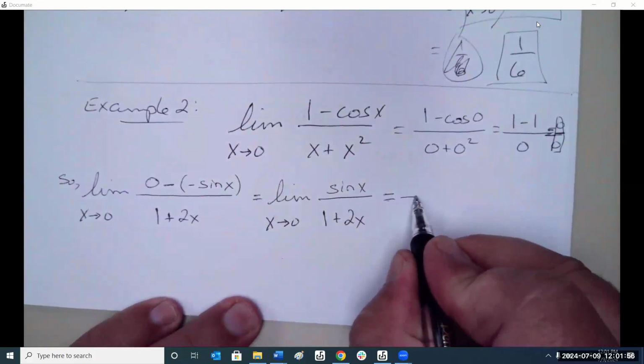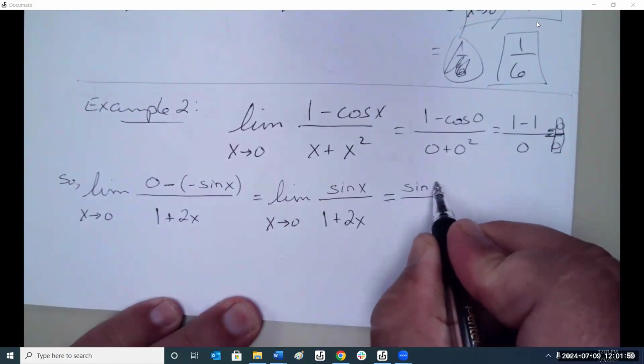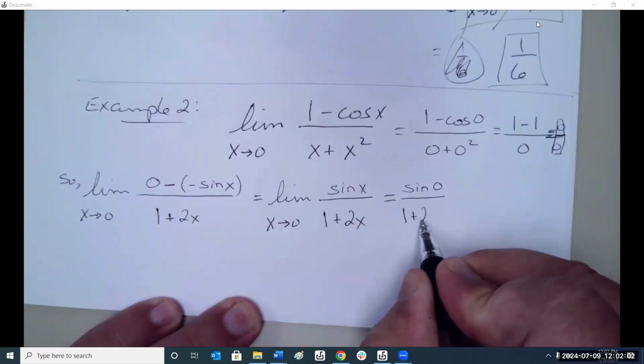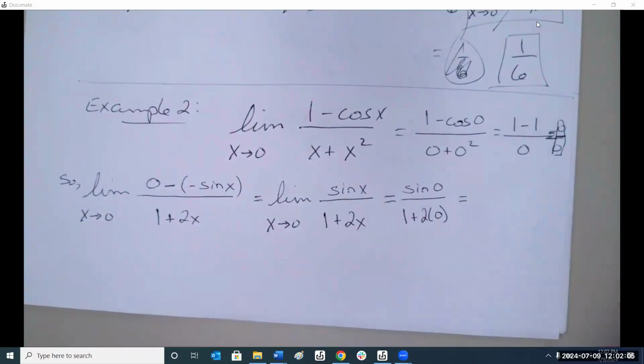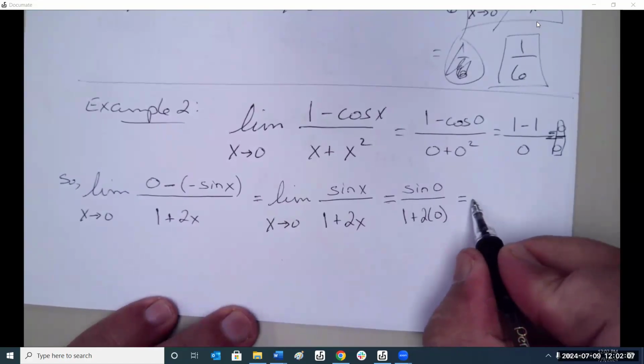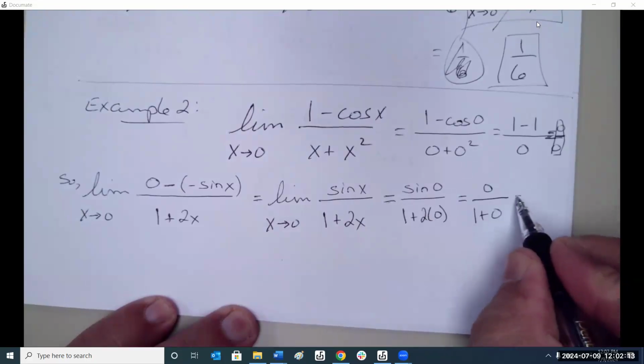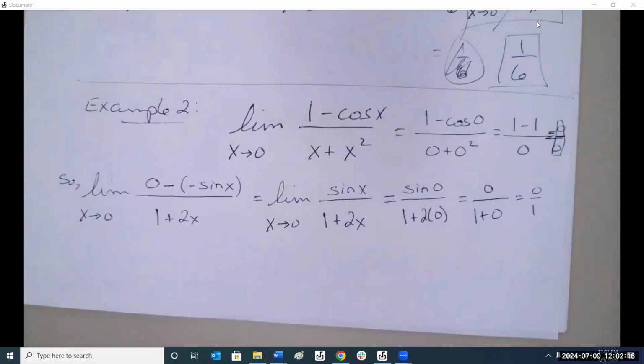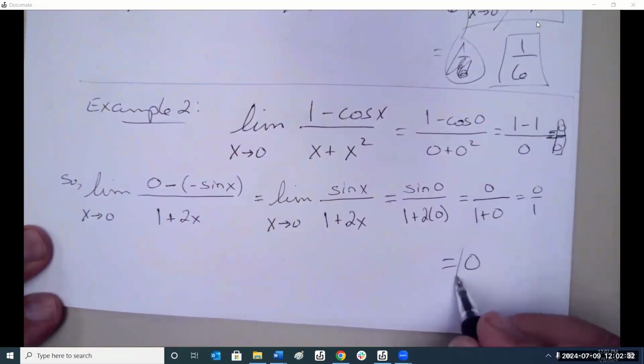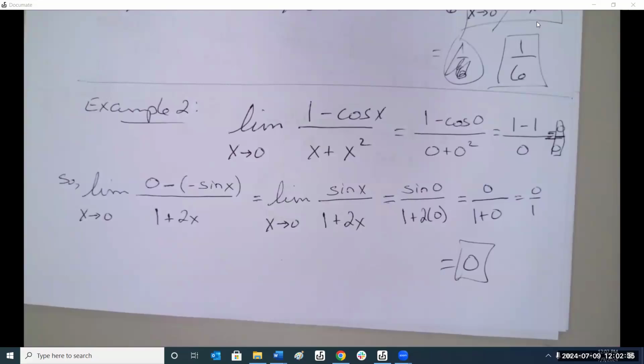Plug in 0. Sine of 0 is 0. 2 times 0 is 0. So we get 0 over 1. So what do we do? I don't know. What do y'all think? Let's take a meeting of the minds. Well, it's not 0, so we can't keep on going. So the answer is, yeah, 0 over 1 is 0. That's the answer.